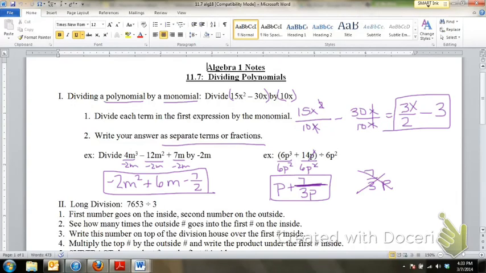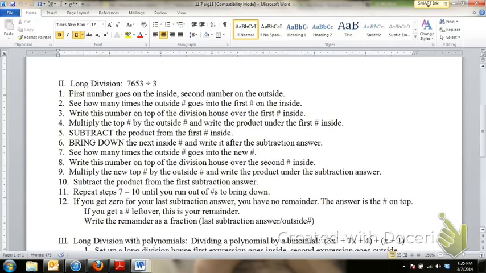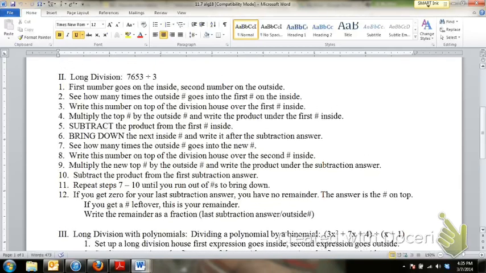Alright, now here comes the weird stuff. Not that bad. We're going to revisit how to do long division. I know, these steps look crazy. But if we remember how to do long division with numbers, it'll make it easier to do with variables. Now you don't have to write all these steps down here, but I'll talk you through them.